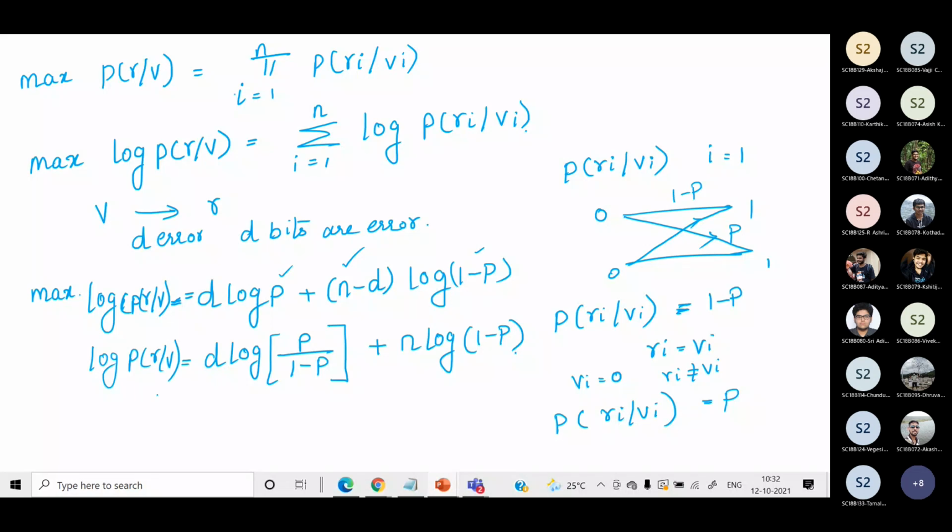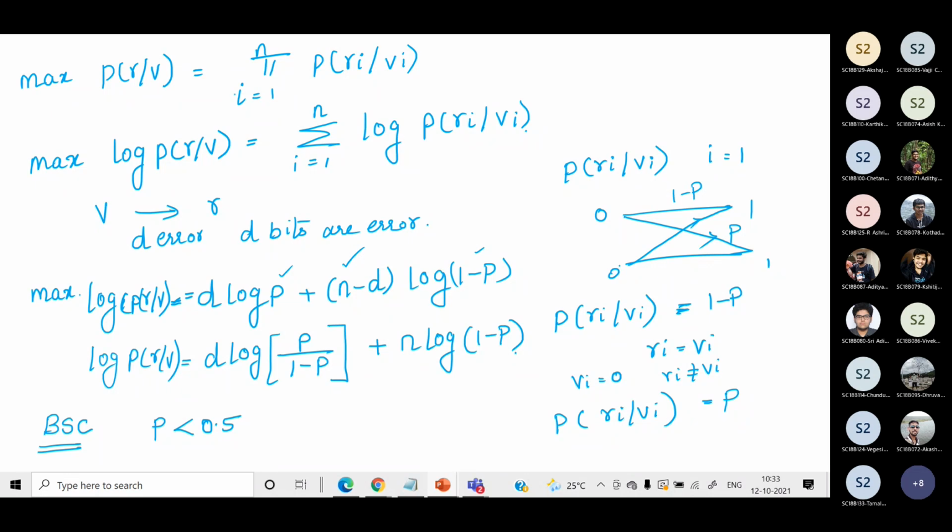Right? So here we are going to make one assumption for a binary symmetric channel. For a binary symmetric channel, the probability of error is less than 0.5. Why probability of error less than 0.5? If the probability of error is greater than 0.5, then if I transmit 0, definitely I am going to receive it as 1 because the error probability is higher.